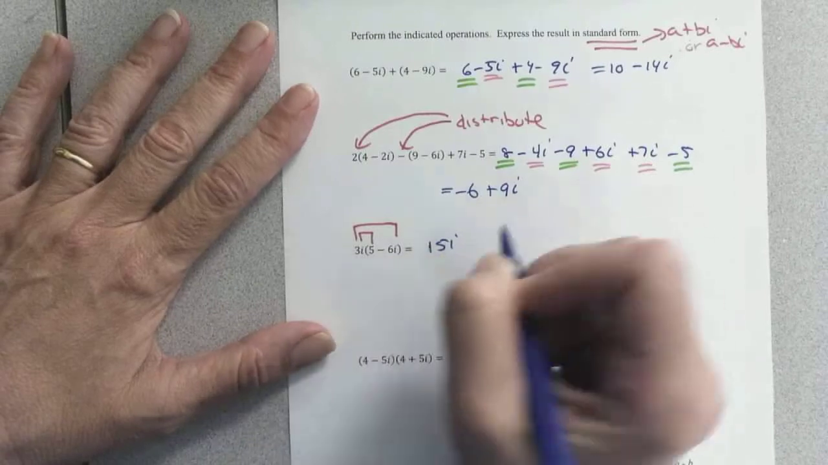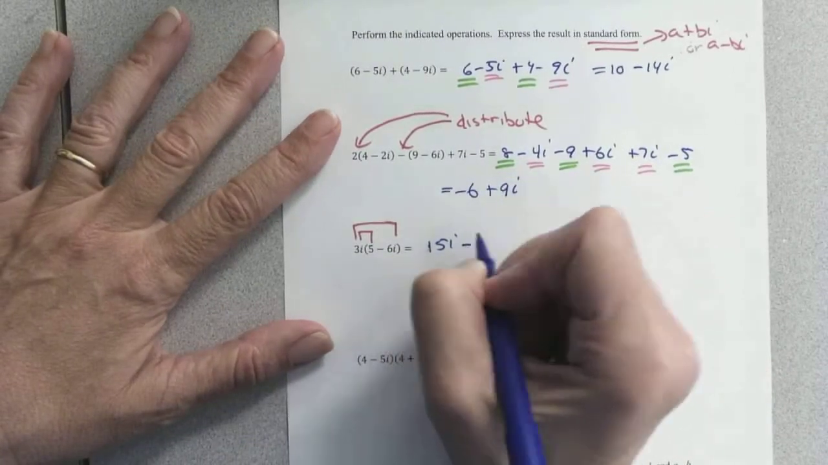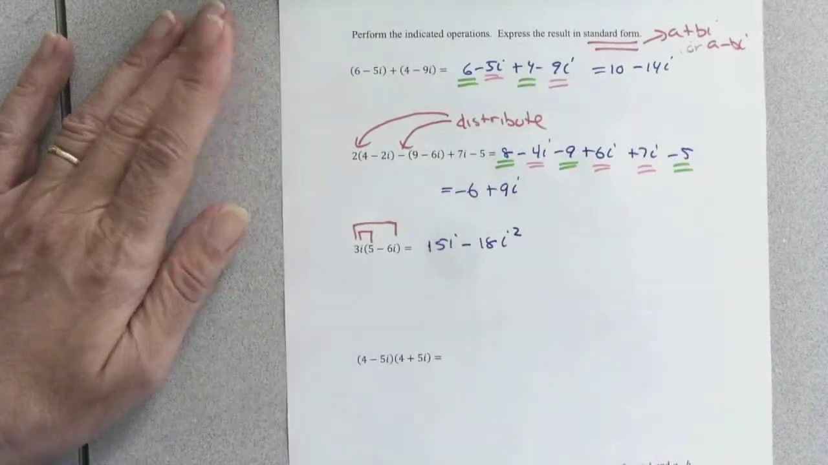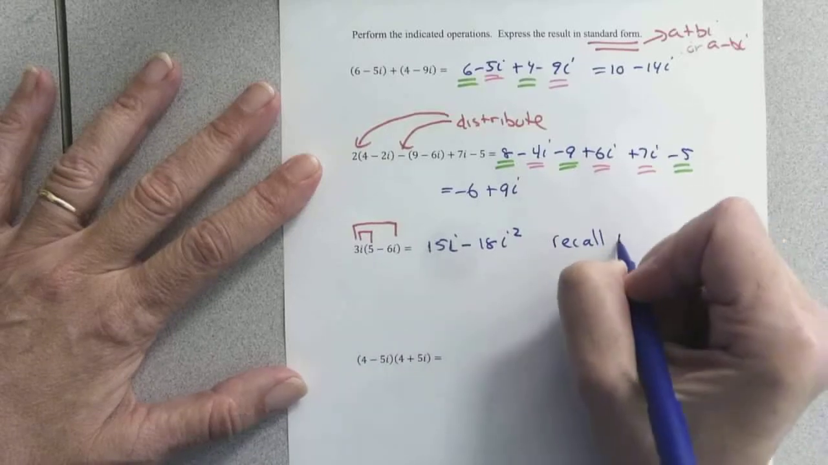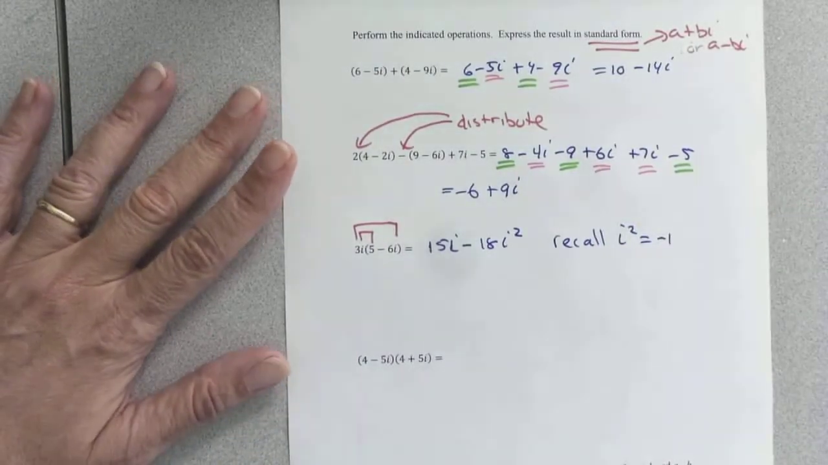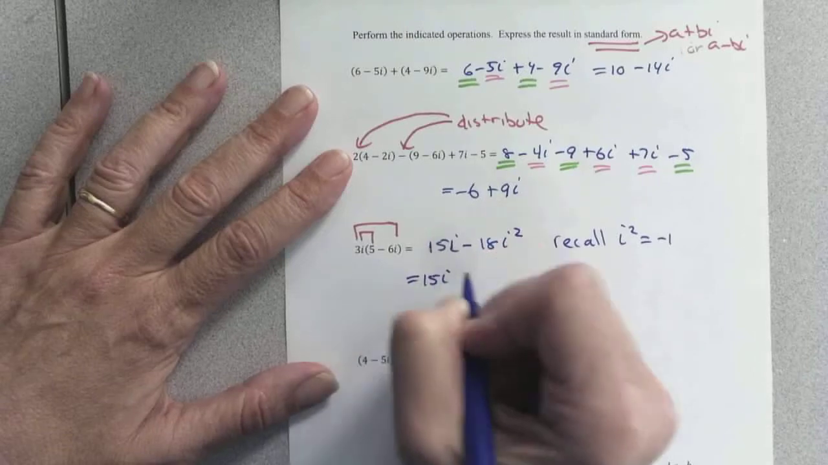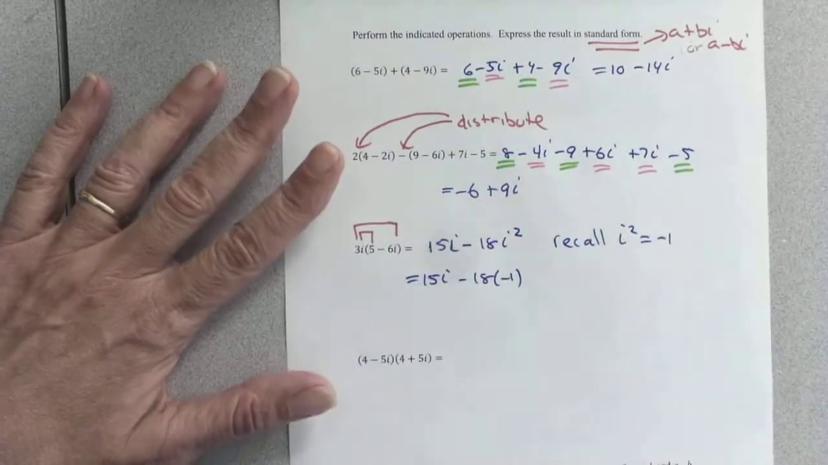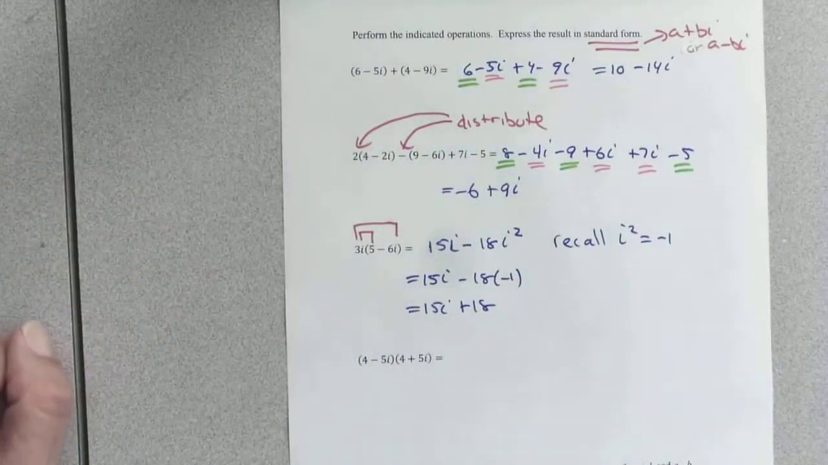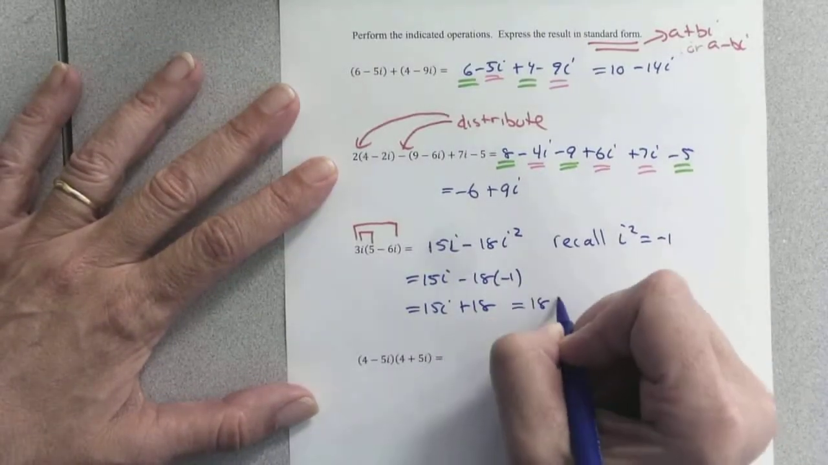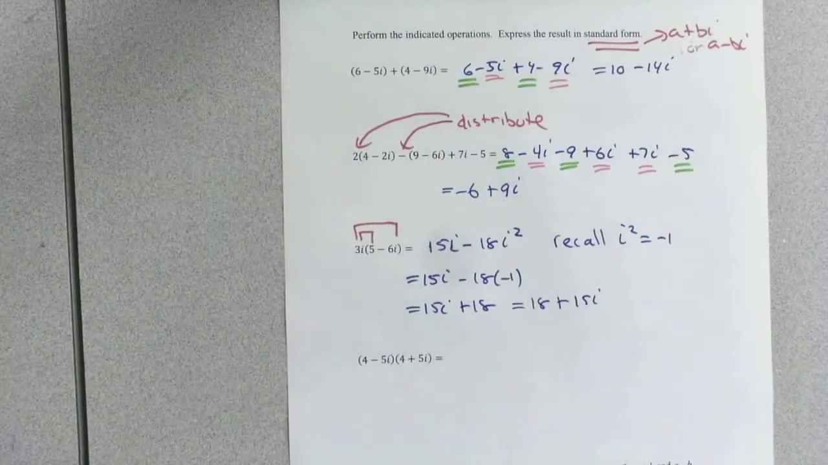And so we're going to get 15i minus 18i squared. But anytime you have an i squared, it's absolutely vital that we recall that i squared is negative 1. And so this becomes 15i minus 18 times negative 1, which is 15i plus 18. And in my happy world, you could stop there, but to make the computer accept it as right, since it said standard form, you will have to say that that's 18 plus 15i.